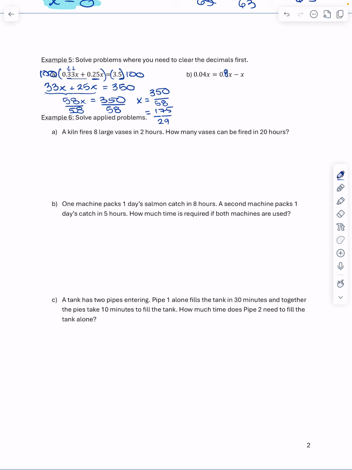Okay. On B, again, 2 decimal places here on the left. I have 1 here and none here. But to eliminate the decimal, I'm going to go ahead and multiply everything by 100 again. I get 4x on the left. I get 80x minus 100x on the right. 4x equals negative 20x.